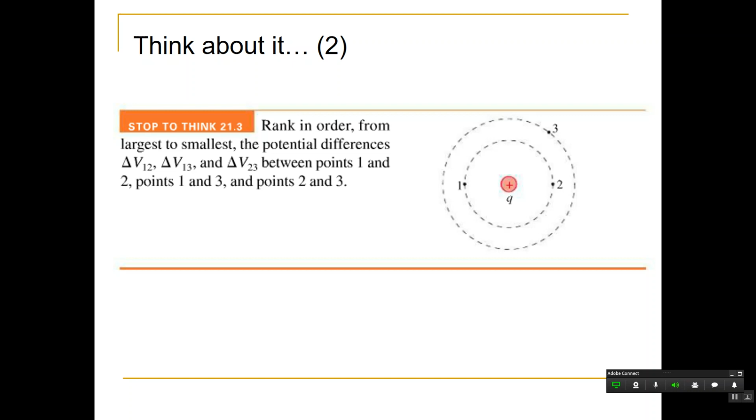So if they're equal, what is going to be their delta V? Their delta V is going to be the same. How does that work? So if I did V1 minus V2, what would be the delta there? It would be 0. Okay.